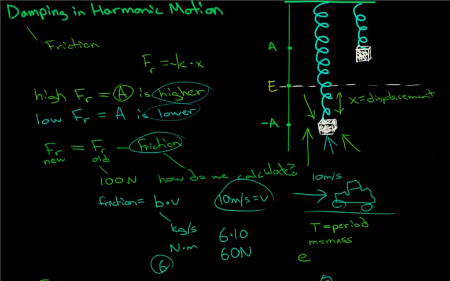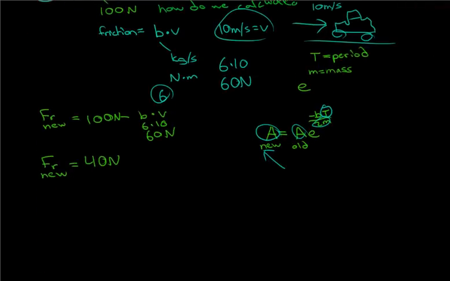So I'll do more examples in the next video, but really, just as the concept of damping, we're trying to calculate our new restoring force. So we start with our old restoring force, and we subtract the amount of friction there is, and that gives us our new one. And to calculate the sum of this, we use E, and then we'll calculate the amplitude. And we can also do this for energy, and I'll show you some examples in the next video.